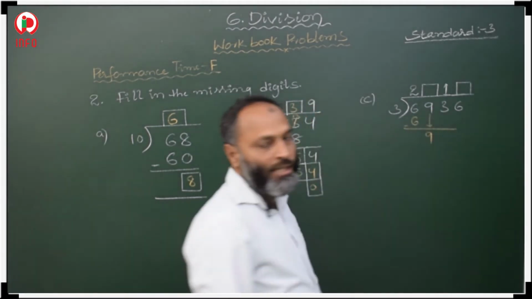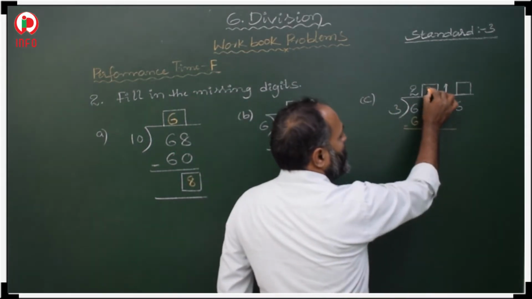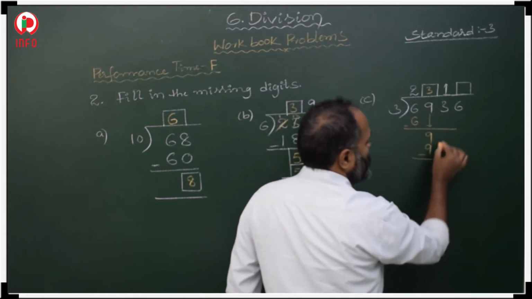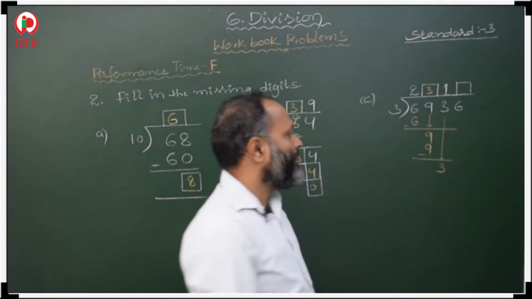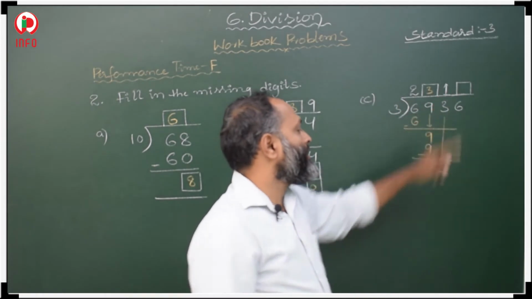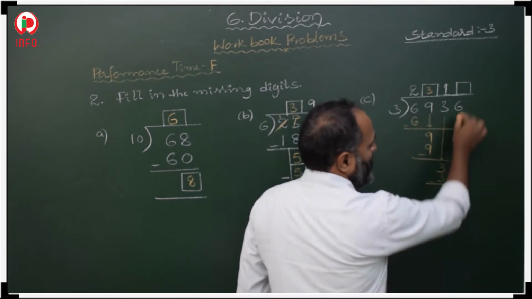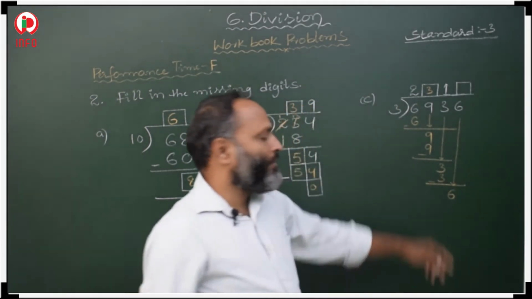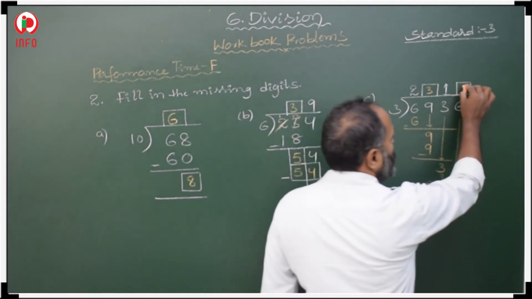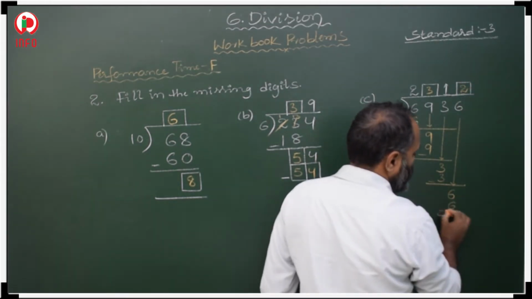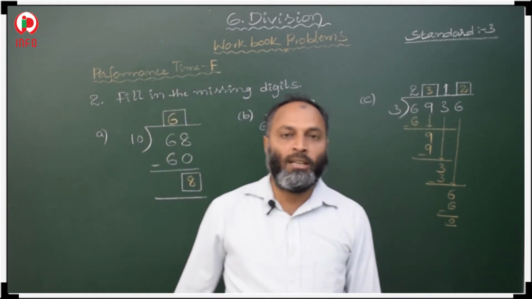Next place we have to take, that is the hundreds place. Then in the 3 table, when will you get 9, 3 3s are 9, and minus. Then 9 minus 9 is 0. Next the tens place, and here 1 is given, 3 1s are 3. Then 3 minus 3 is 0, no need to take. Then next the ones place. When will you get 6 in the 3 table, 3 2s are 6, 6 minus 6 is 0. So in this way we have to fill the numbers in the boxes.